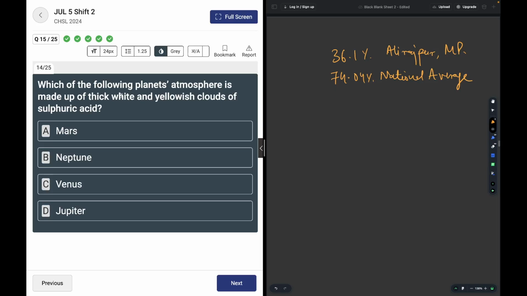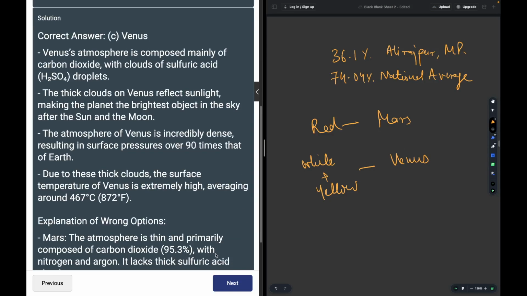Moving on, which of the following planet's atmosphere is made up of thick white and yellowish clouds? Okay, when we're talking about red, we focus on Mars, and when we're talking about white plus yellow, we have to focus on Venus. Okay, moving on. You may read about it over here.